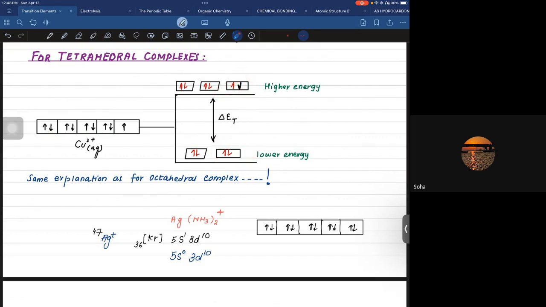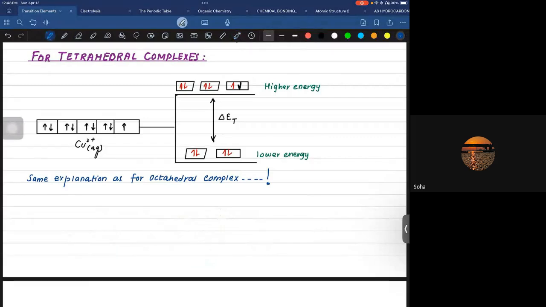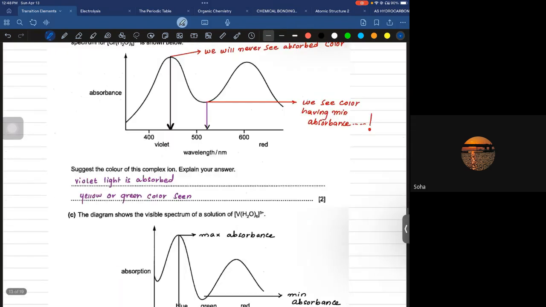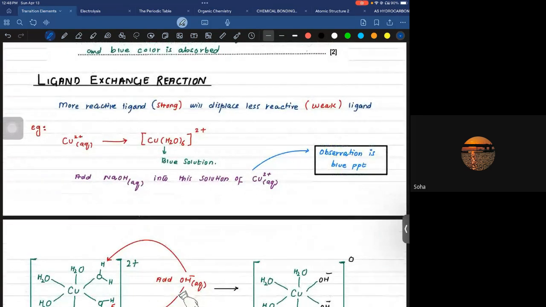But what about in this case? All are full. An electron is not going to excite from the lower energy state to the higher energy state. So I can't say that it's going to show color. That's the reason silver complexes are white in color. That's the main point. Are you getting this? Yes. Okay.